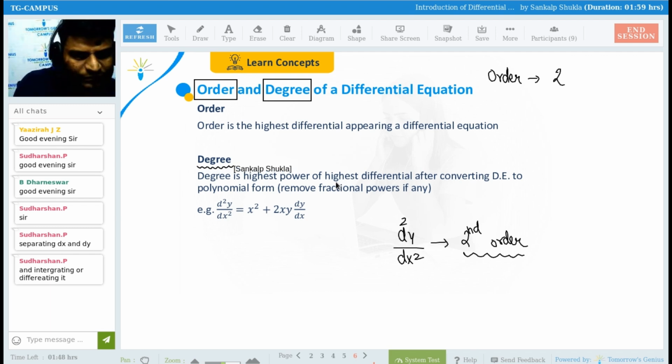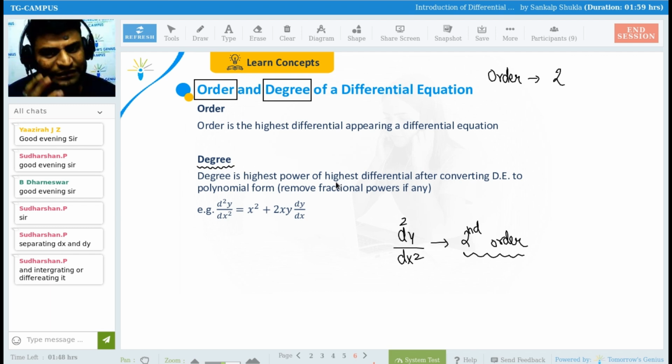And now what is degree? So degree is the highest power of that highest differential.